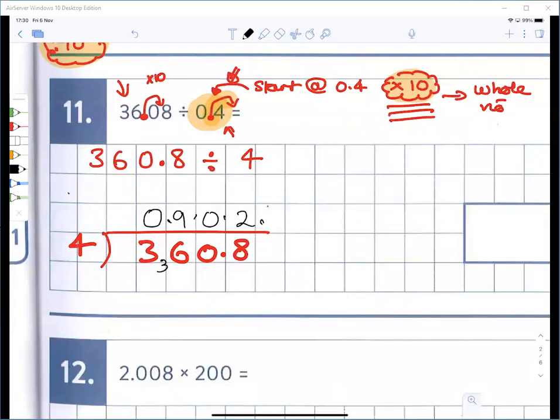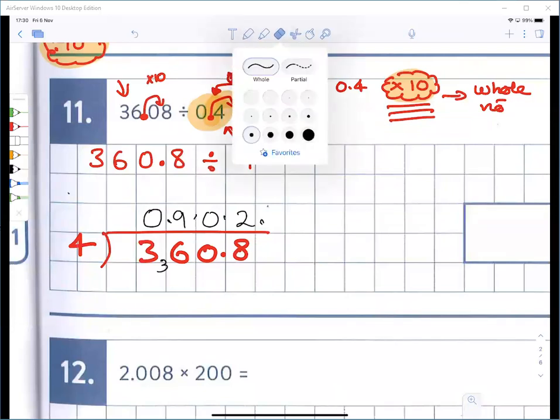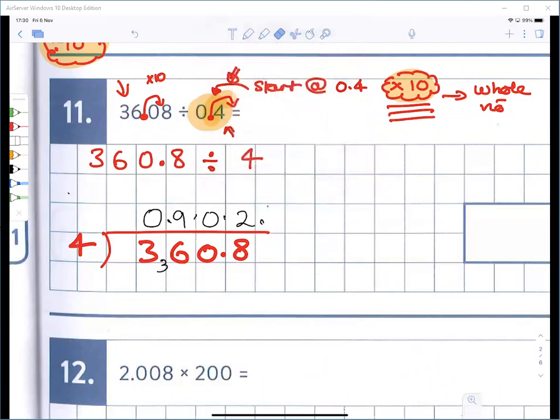Why does it go there? Tell me why. Because you need to put it the same as the decimal point in 360.8. And it's important there's a decimal point. Okay. Because we have to line them up. This one has to line up with that one, as we said earlier. That's what we learned in our lessons. We must line up the decimal points.